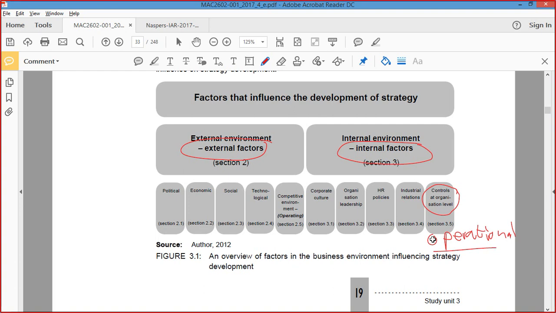Okay, so when looking at the overview of factors, have a look at all of these. Political, economic, social, technological, competitive environment, operating, we can maybe circle that one as well, corporate culture, HR, industrial relations, organizational leadership. There's such a lot. These are all factors that influence strategy. How do you think strategy is going to be influenced by each of these? Let's choose technology. How is technology going to affect strategy?